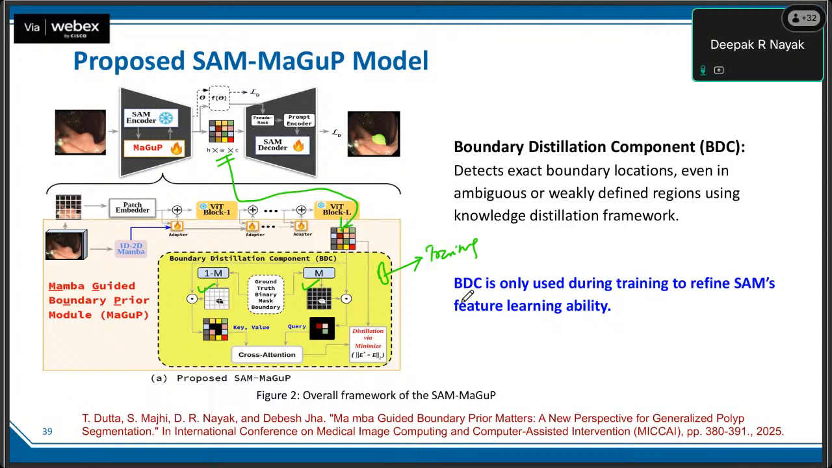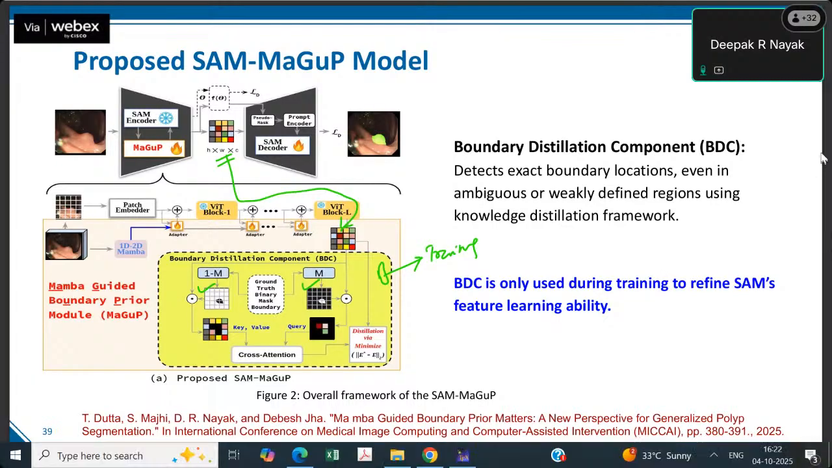That is what is mentioned over here, that BDC, the boundary distillation component, is only used during training to refine the SAM. And to refine the SAM means to refine the feature learning ability of the SAM, right? So this is not part of the testing. During testing, you will only use the other path, and you are going to ignore this path, because this demands the mask of both polyp and non-polyp regions, and that is why we have excluded this particular component during the inference time.